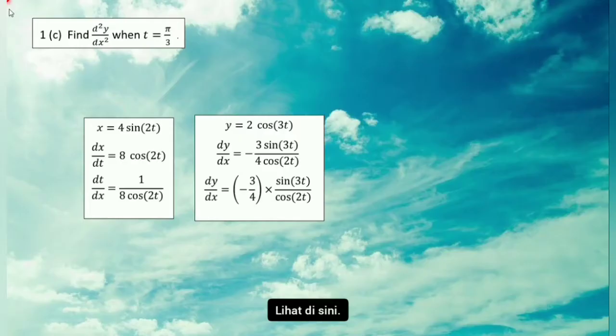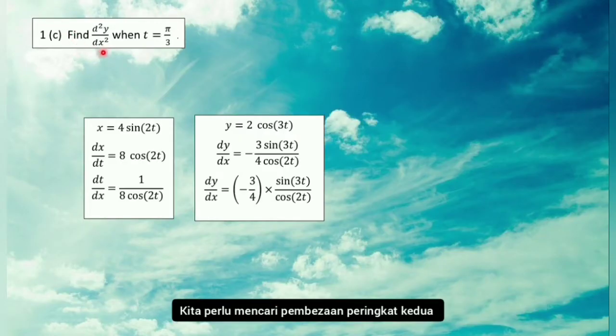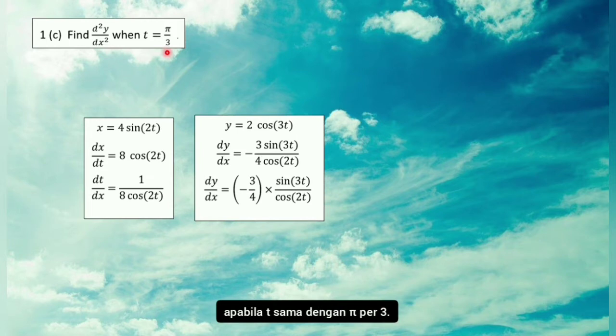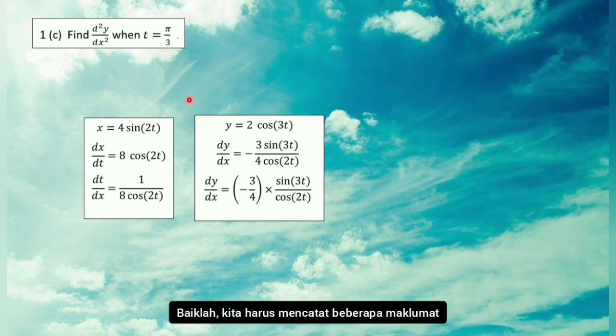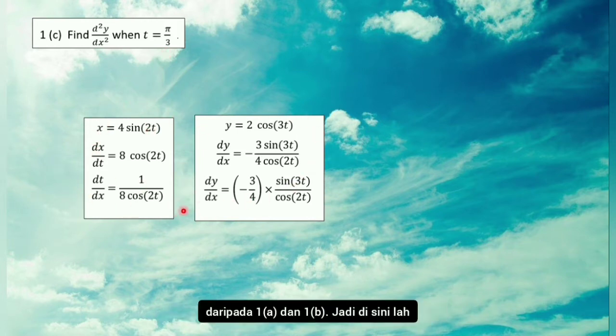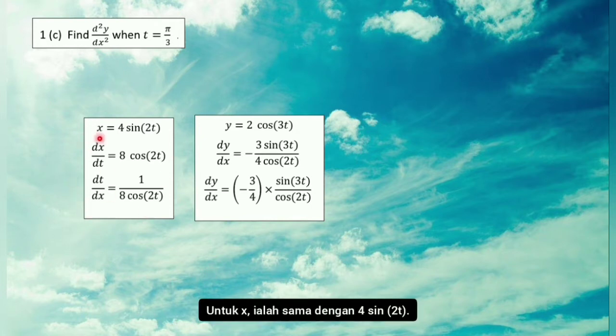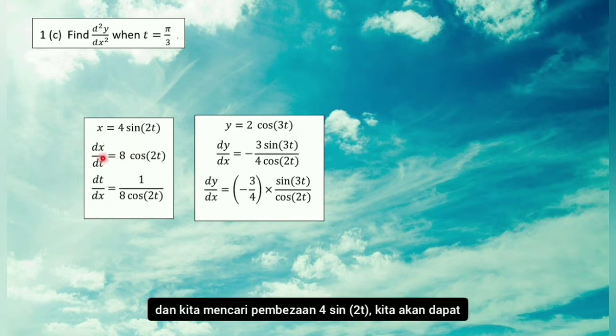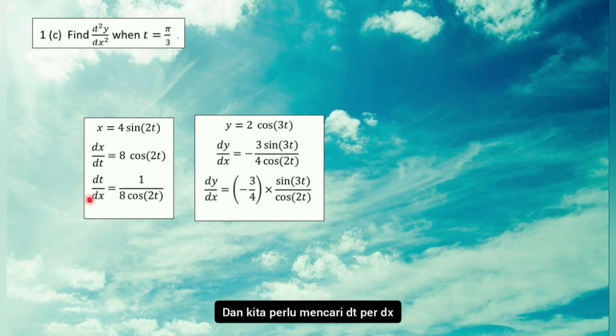Welcome. Here, we need to find the second derivative when t equals pi over 3. We need to write down some information from 1a and 1b. So here is the information. For x equals 4 sin 2t, when we differentiate 4 sin 2t, we get 8 cos 2t, and we need dt over dx, which is 1 over 8 cos 2t.